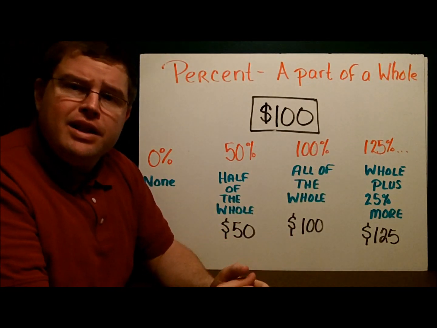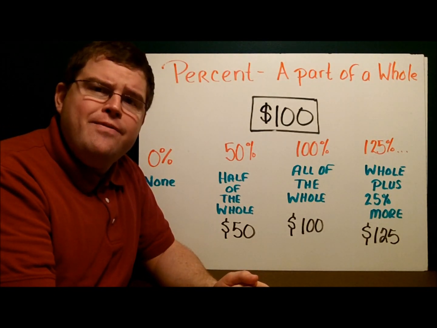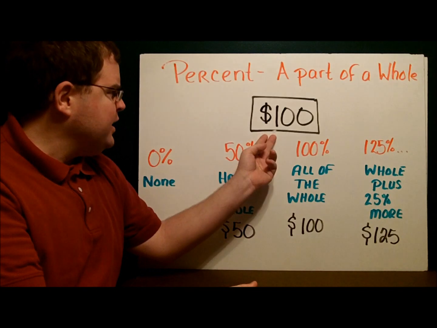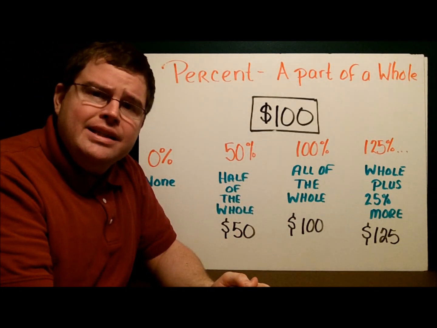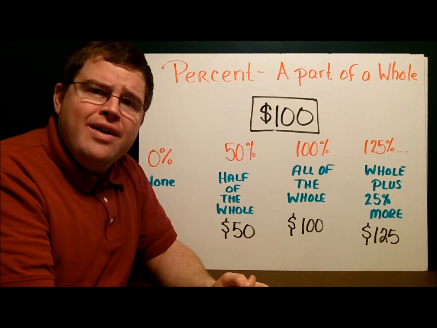And what about something like 125%? Well, picture if we had 125 of the little pieces. Each little piece was a $1 in this case. In 125 of them, would give us $125.